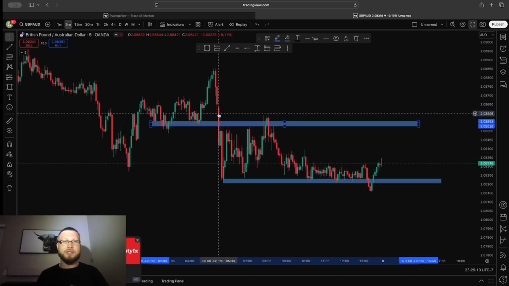So now that we have the simple terms of what support and resistance is, how do we trade it? And how can we gain an edge on the market to actually start printing money out of this?